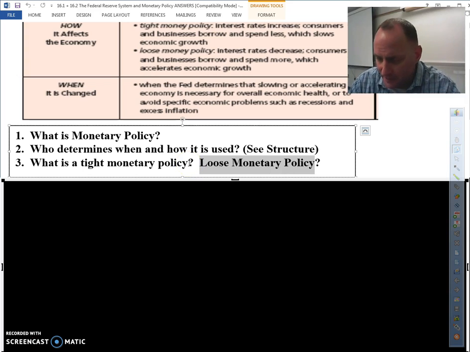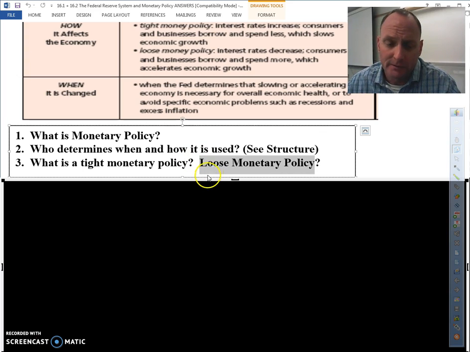Tight monetary policy is basically where the Fed tries to restrict the amount of money that is in supply. Again, we're going to get into much more detail about that in a little bit, but that is typically manipulated through interest rates. If it's tight, that means interest rates will probably be higher. Again, we'll come back to that later. Loose monetary policy, on the other hand, would be the opposite, where interest rates would be lowered to allow access to more credit for individuals.